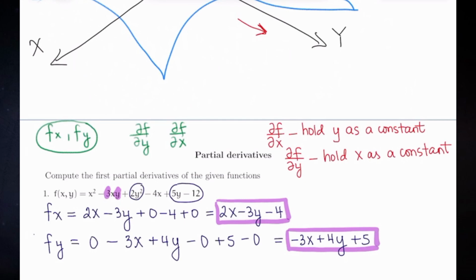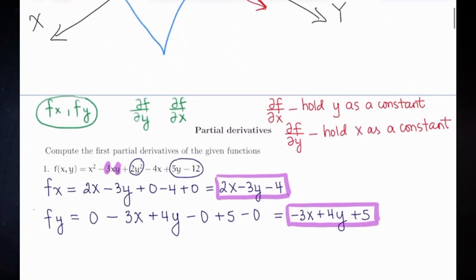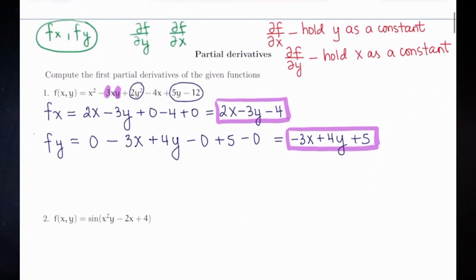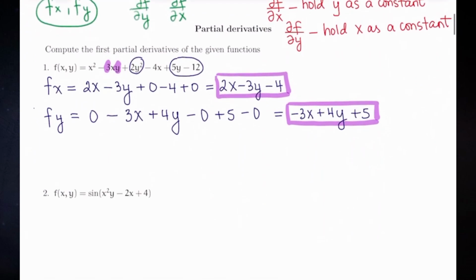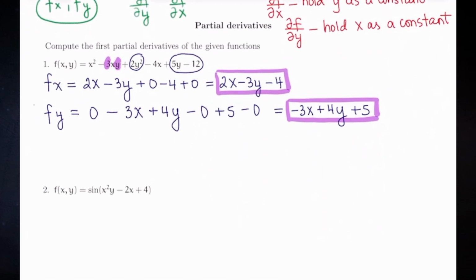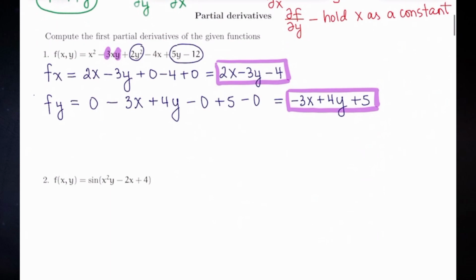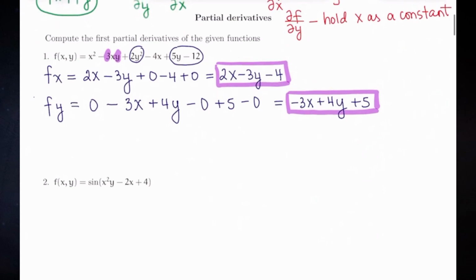If you've done this before, this will be familiar. Otherwise, if you haven't seen anything of this sort, it might take you some time to get used to the whole idea that one of the variables now is constant. Let's take a look at the next example. Here I'm going to be working with sine of a polynomial of two variables. Let's go ahead and solve this problem.